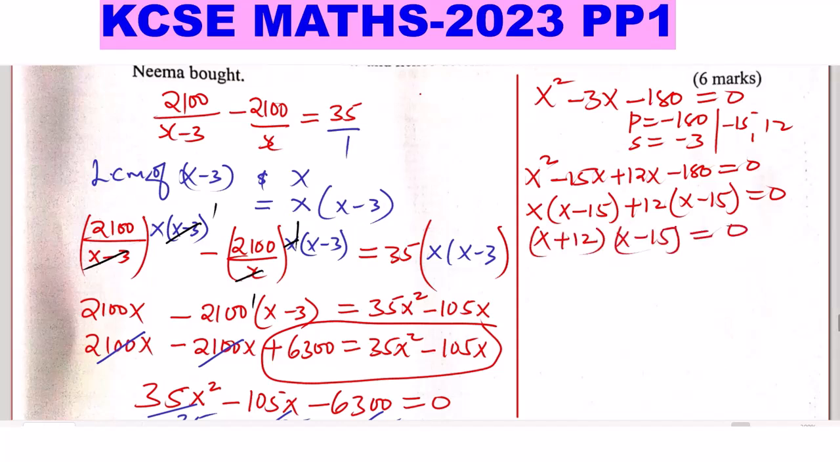In this case, you have two answers. x plus 12 is equal to 0, so here x will be negative 12. We will ignore this because x represents cost and cannot be negative. So then x minus 15 is equal to 0. So here we get x is equal to 15, and this will be the solution.